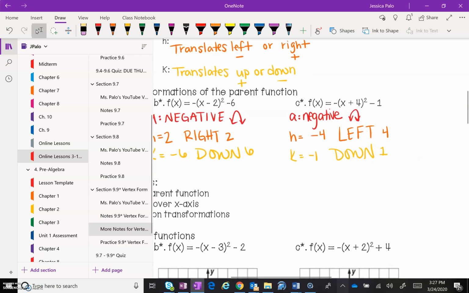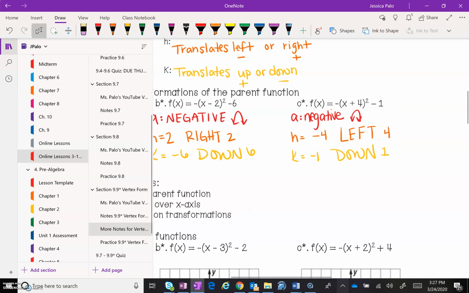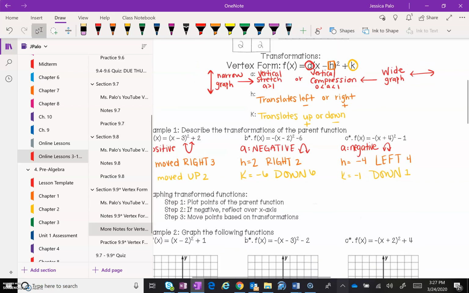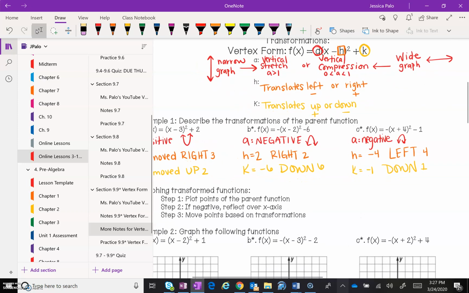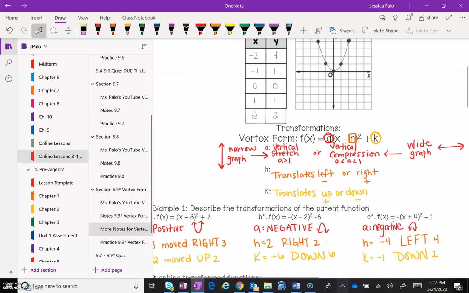A is negative, so your parabola is going to flip over and be a negative parabola. H equals negative 4, so you are going to be moving to the left 4. And then K is negative 1, you are moving down 1. And all this is in relation to the parent function, so this is a movement from the parent function to a new function.